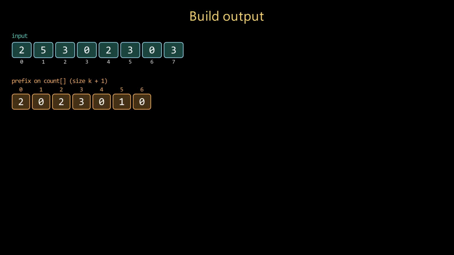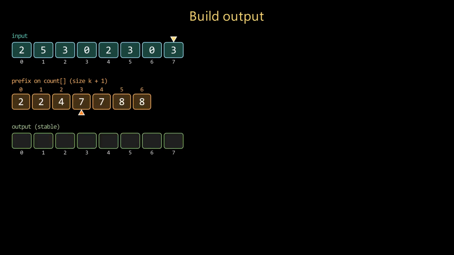The frequency counts are done. Next we prefix the count table in one left-to-right sweep. Each bucket stores how many input values are strictly smaller than that label. The prefix row now marks where each value will be written.